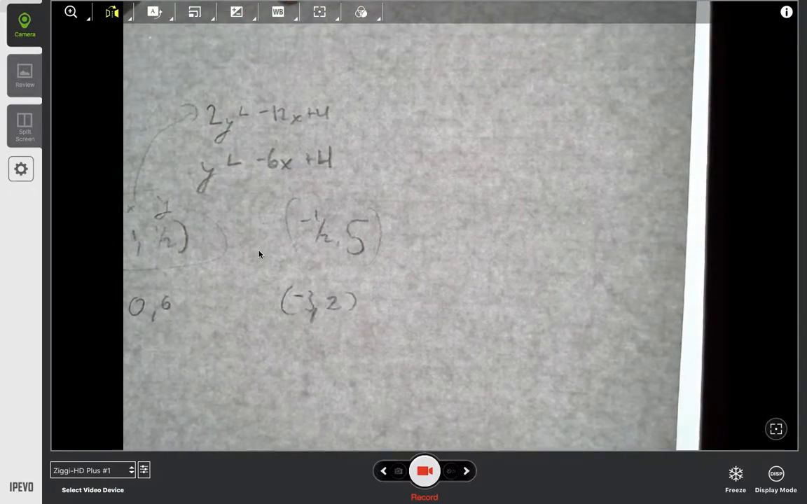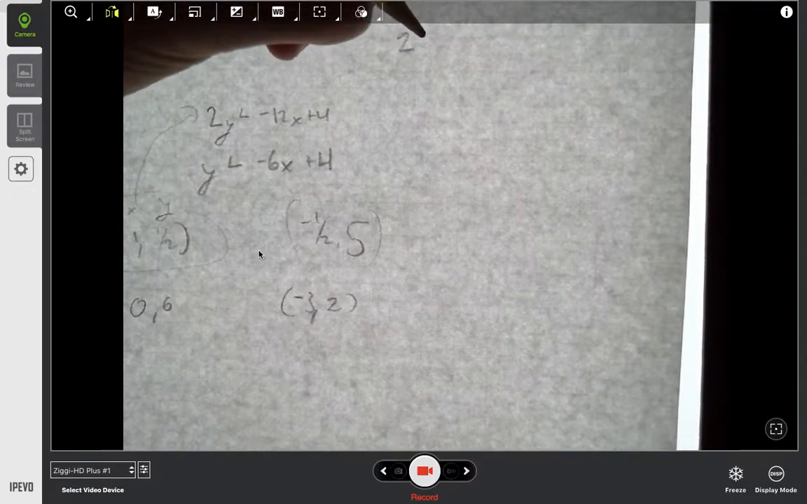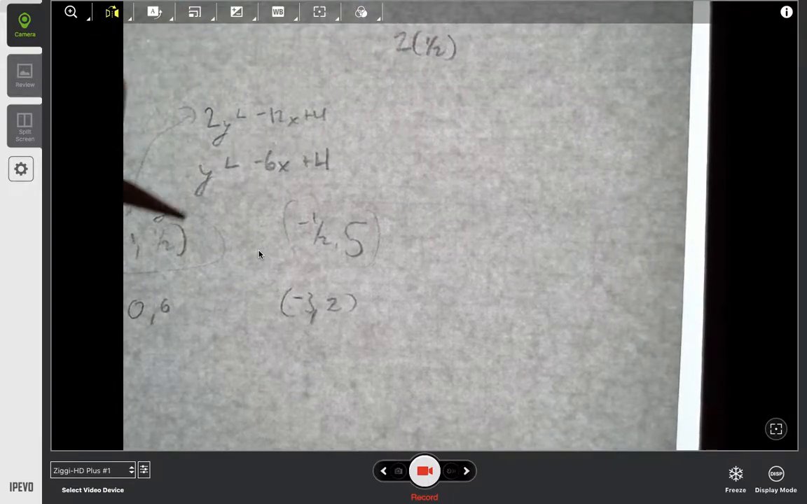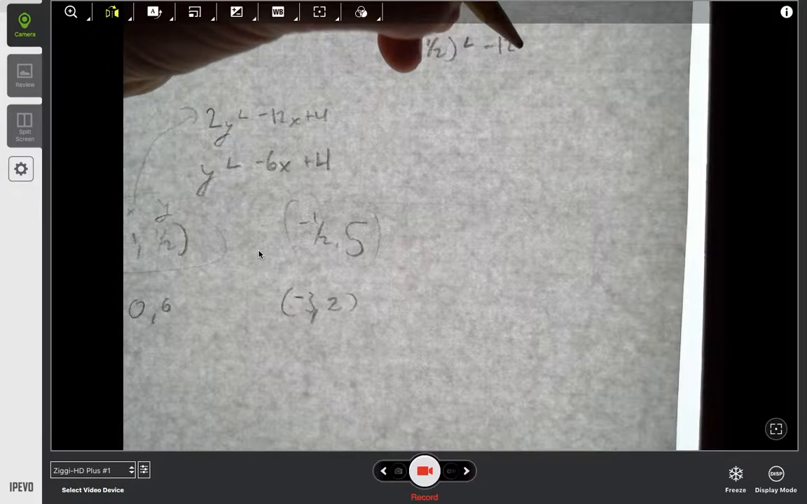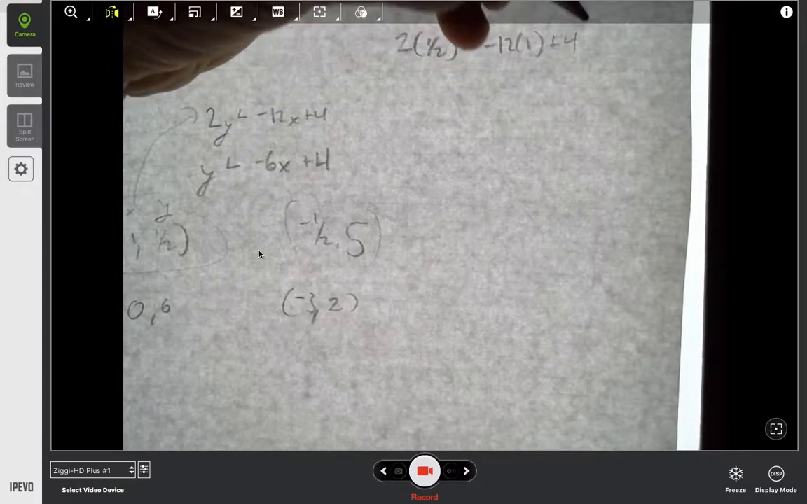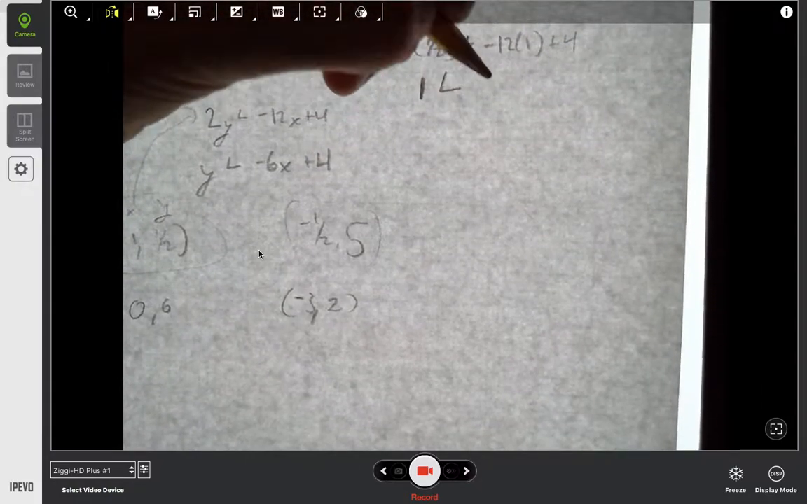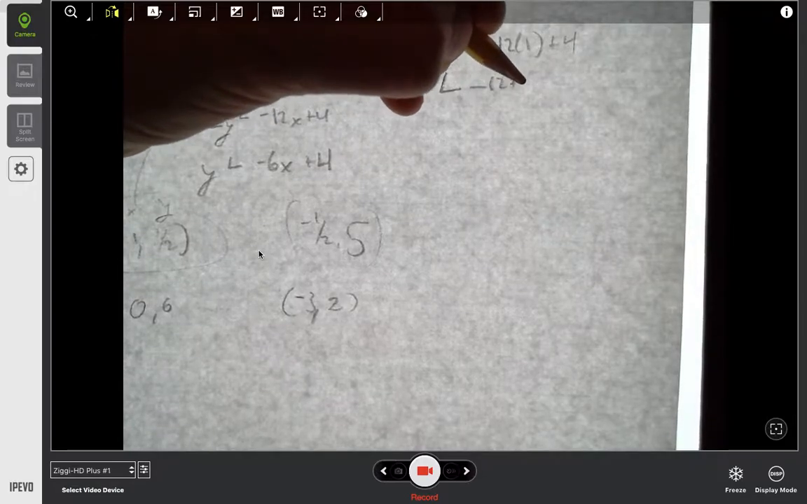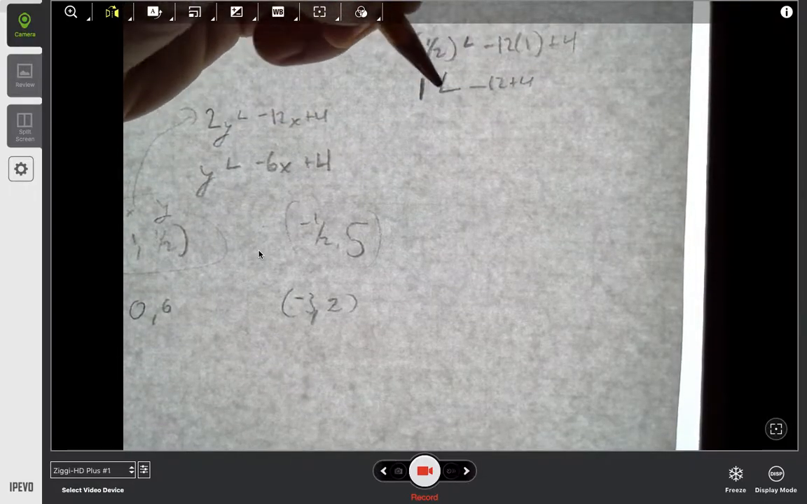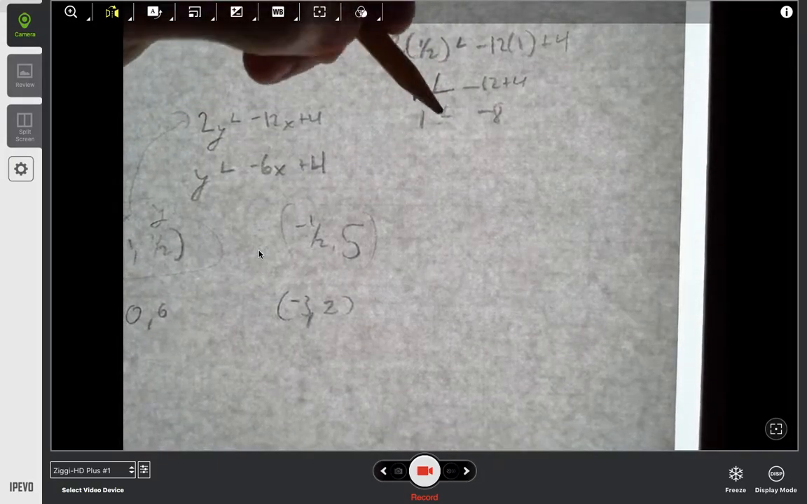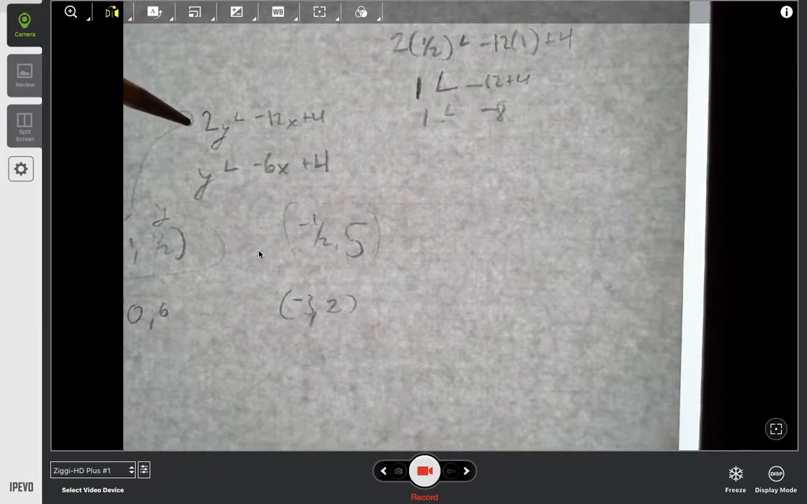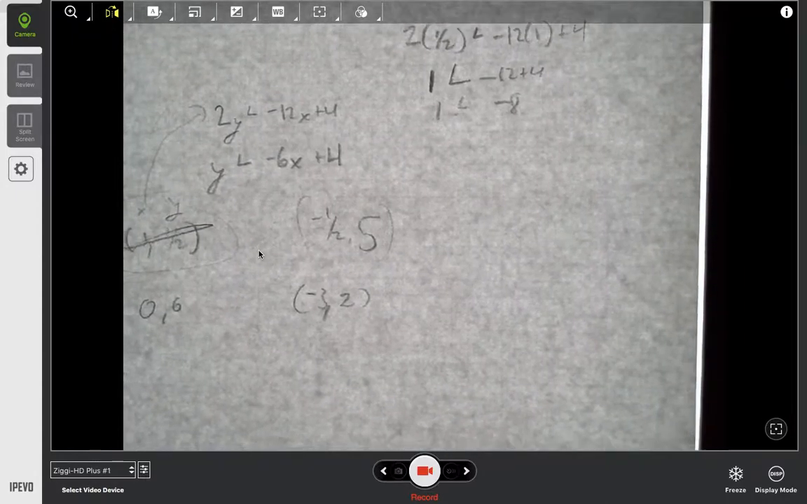It's going to become 2 times 1/2, because the y is now 1/2. Is that less than negative 12 times 1 plus 4? Is 1 less than negative 12 plus 4? Well, negative 12 plus 4 is negative 8. 1 is definitely not less than negative 8. So I know immediately, because it doesn't work for one of them, it can't be a solution to both. It's not that first try. Let's try the next one.